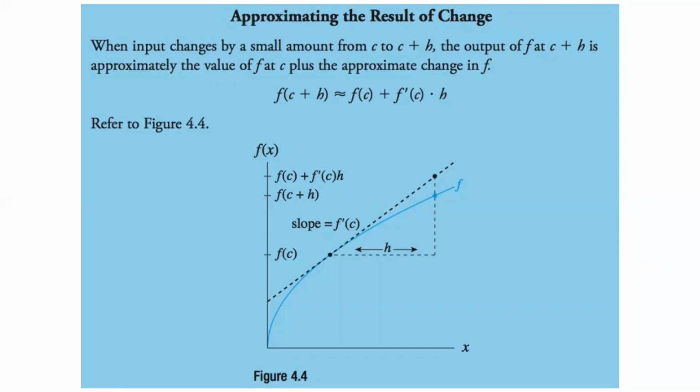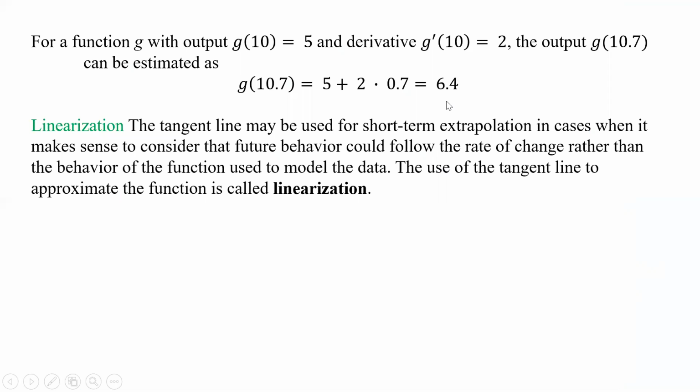We're approximating it by this distance and this, and that gives us an equation we can use to solve for f of c plus h. We have to know f of c, f prime of c, and h. So if we're given that g of 10 is 5 and the derivative is 2, the output is estimated as 0.7 higher than that, so it's 5 plus 2 times 0.7. That gives us 6.4 for g of 10.7.